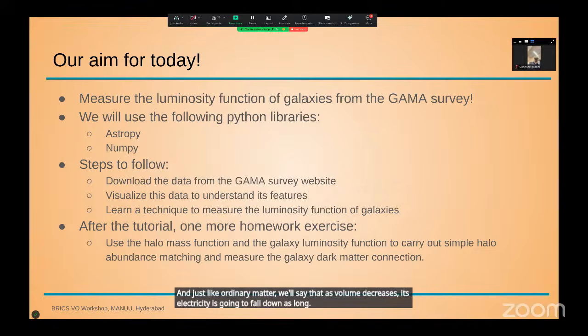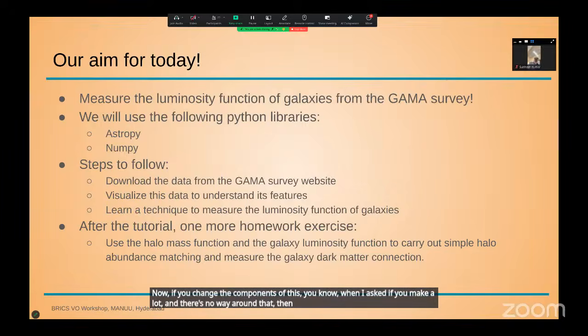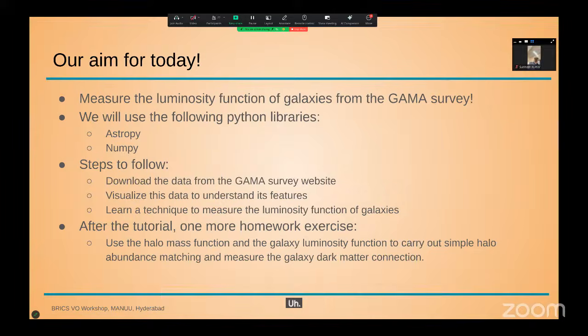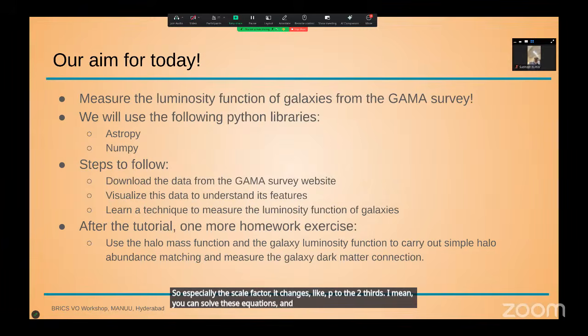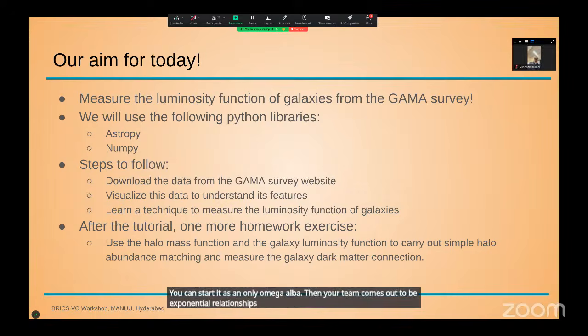Now, if you change the components, so this omega matter, if you make it large and there is no omega lambda, then the universe will behave in a particular way. Especially the scale factor changes like t to the 2/3. You can solve these equations. If there is only omega matter, then a is proportional to t to the 2/3. If instead there is only omega lambda, then a of t comes out to be exponential. So the longer you can map out this a as a function of time, the more you can start to distinguish how much exactly is omega matter, how much exactly is omega lambda.